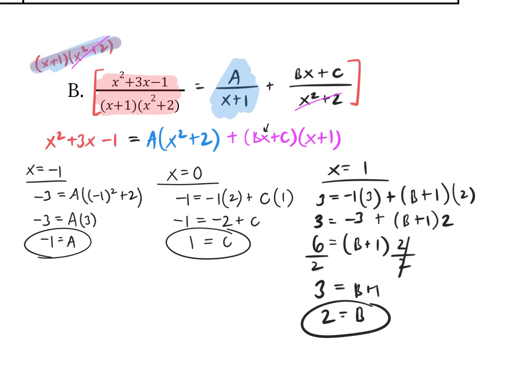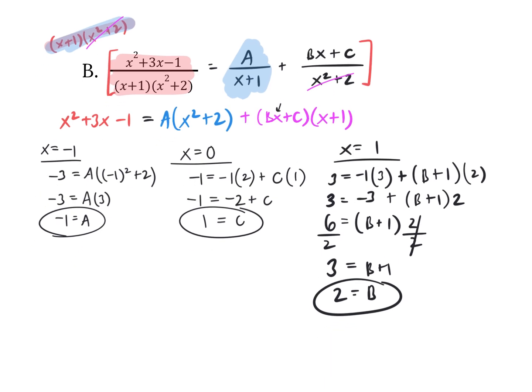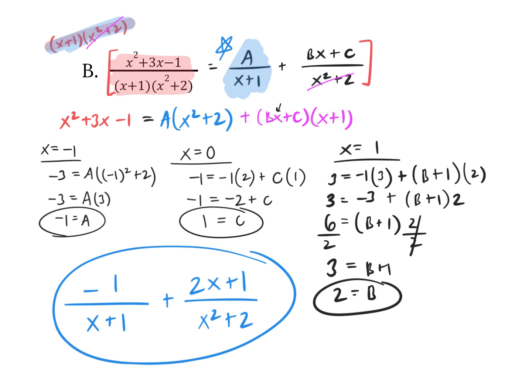Now, when you're choosing your answer, this is not just going to say a is equal to this, b is equal to this, c is equal to that. It will give you your final answer in terms of your partial fraction decomposition. So it would look like this as an option: -1 over x plus 1 plus 2x plus c over x squared plus 2. That would be the multiple choice answer that you would choose for this problem.